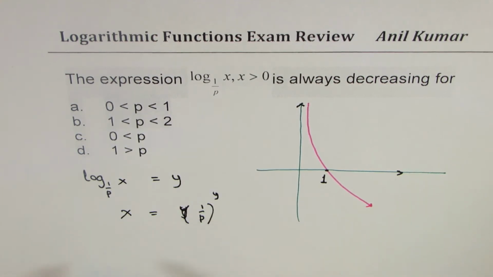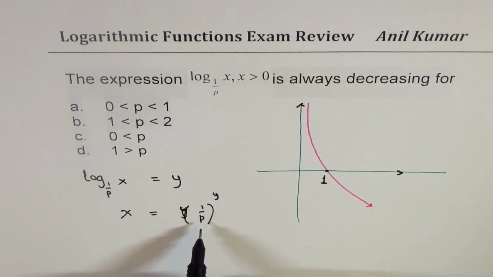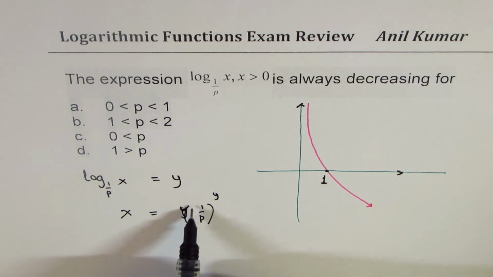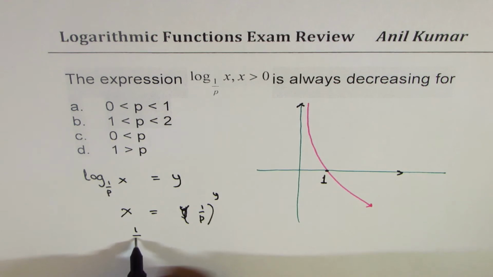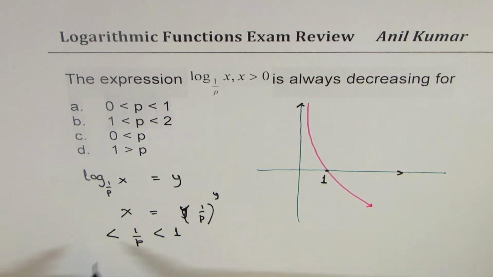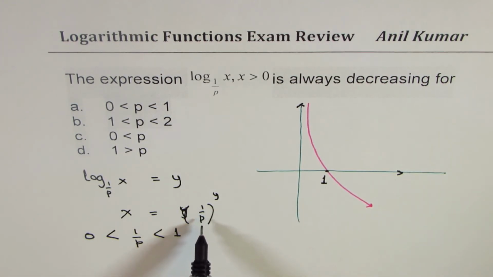Now, when do I get always decreasing? As you know, in exponential functions, always decreasing is when you have this base value between 0 and 1. Do you see that? So 1 over p should be actually less than 1, correct? 1 over p should be less than 1 and greater than 0. Only then you will see that the graph is always decreasing.